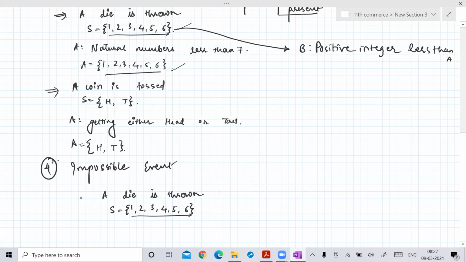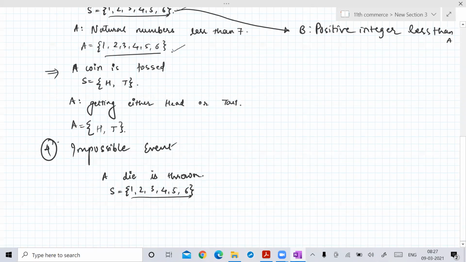0 is neither positive nor negative. जैसे 1 होता है नीदर प्राइम नॉर कंपोजिट, तो वैसे 0 होता है नीदर पॉजिटिव नॉर नेगेटिव. रिमेंबर दिस थिंग ऑलवेज. Okay, so impossible event means what? Which is never possible. There are no elements present in it.